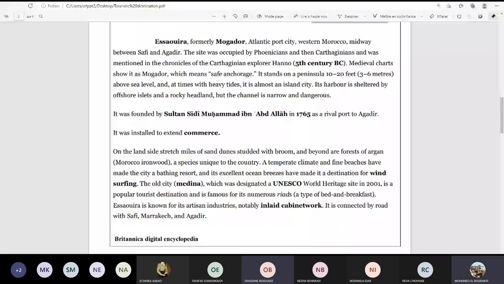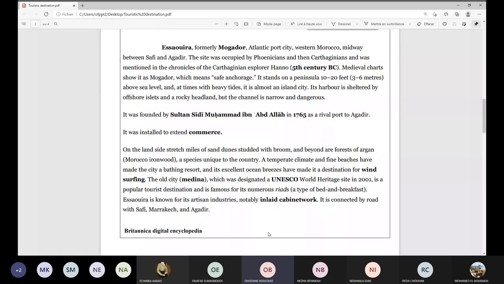Underline the site: stretches of miles of sand dunes studded with the broom, and beyond, forests of argan, native to Morocco, and ironwood, species unique to the country. The temperate climate and fine beaches have made the city a bathing resort, and its excellent ocean breezes have made it a destination for windsurfing.